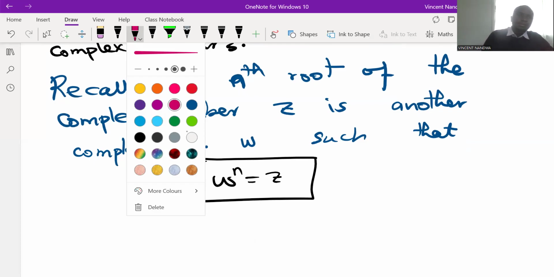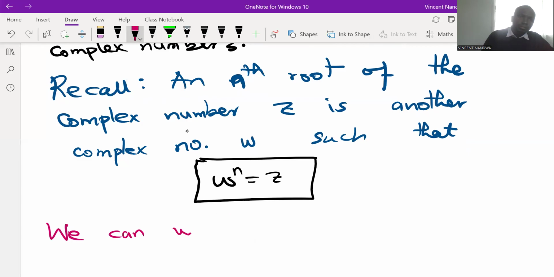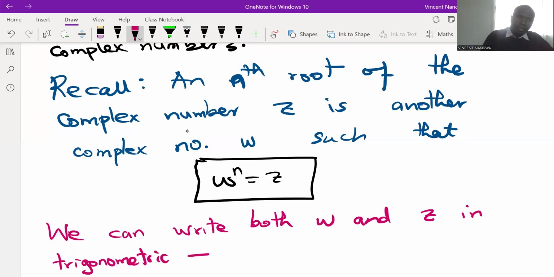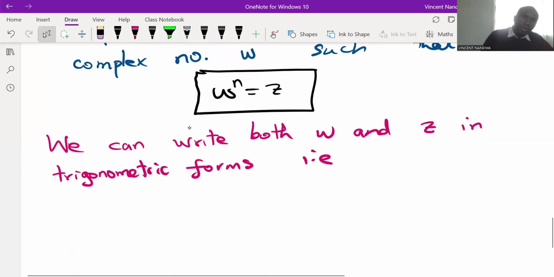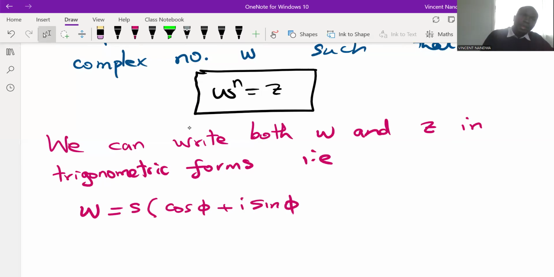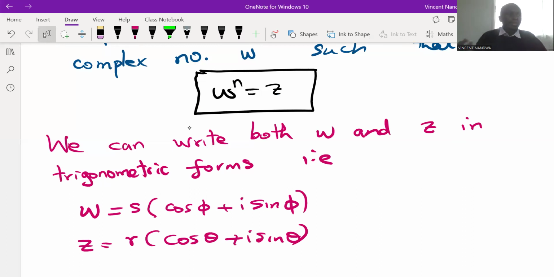Now we can write both w and z in trigonometric forms, or simply we can write these two complex numbers in polar form. So let w be given by s into cos phi plus i sine phi, and let z be given by r into cos theta plus i sine theta. So let's have those two forms of the two complex numbers w and z.